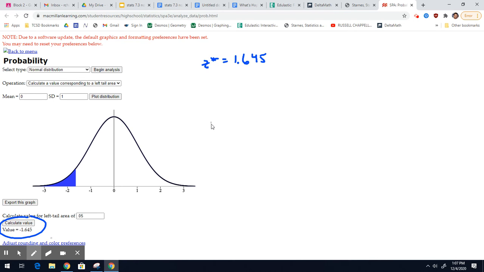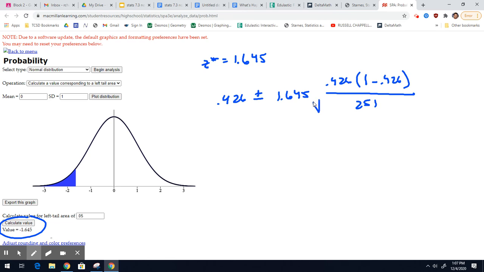And here is going to be our confidence interval. It's going to be our point estimate p hat, 0.426, plus or minus z star 1.645. And then in parentheses, you're going to put your p hat value, 0.426, times 1 minus your p hat value, 1 minus 0.426, all over your sample size of 251. And that whole thing gets put in a square root. And that is what you have to then evaluate to find your confidence interval.